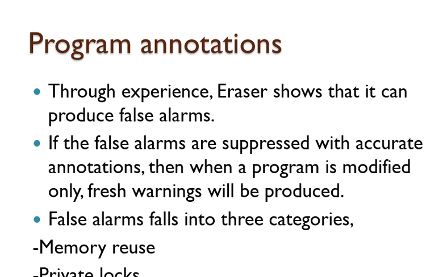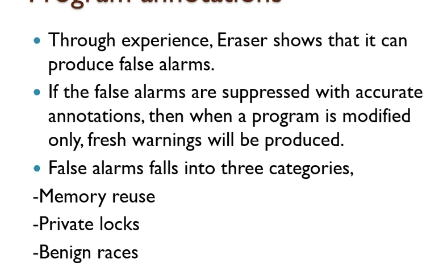Racer shows that it can produce false alarms. If the false alarms are suppressed with accurate annotations, then when a program is modified only fresh warnings will be produced. False alarms fall into 3 major categories. Those are memory reuse, private locks, and benign races. It was found that a handful of these annotations are usually sufficient to eliminate all false alarms.